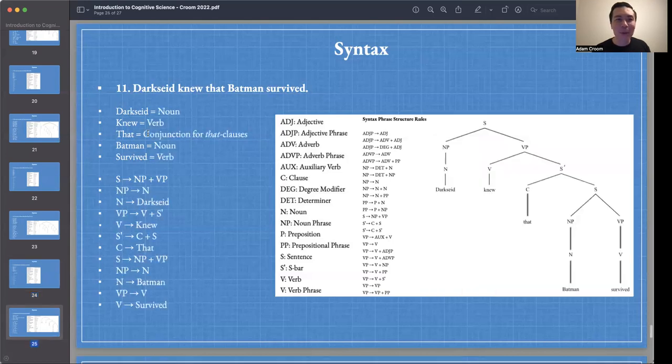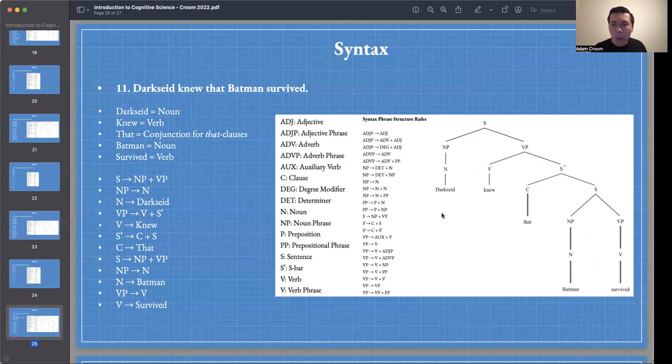Okay, ready? Here we go. So Darkseid is a noun. Knew is a verb. That is a conjunction for that clauses, right? And here I just label this as C for that clause. Batman is a noun and survived is a verb. So we see that we can start over here, and this would just be a basic sentence, like Batman survived. As you can see, this looks exactly like the structure from our first example, Catwoman escaped. Now what we're doing is we're building a larger structure on top of that.